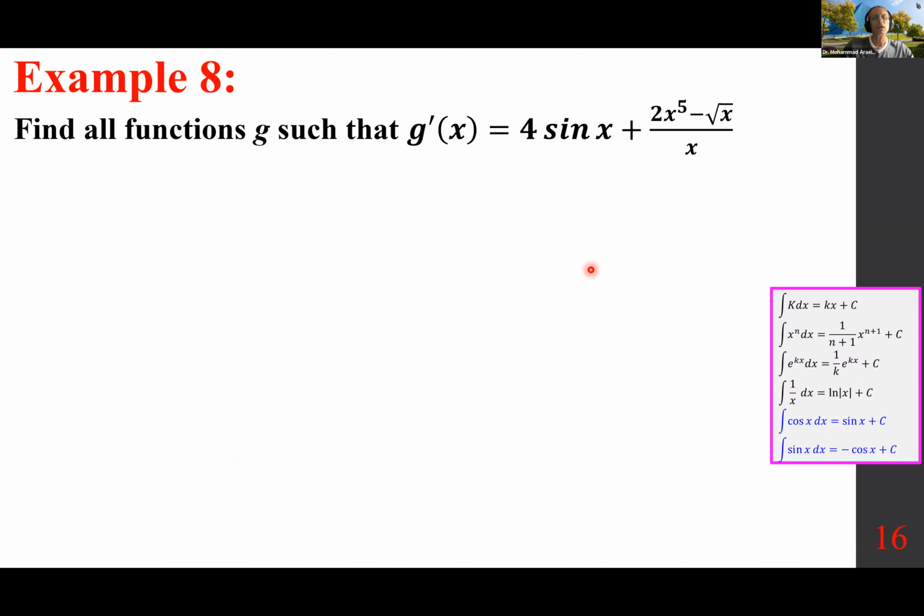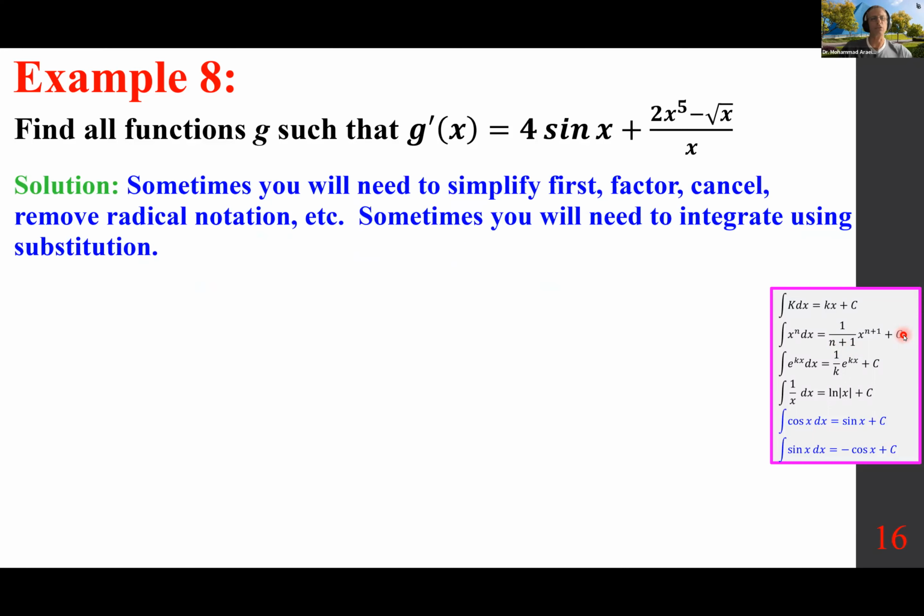For now, we want to find all functions g such that g prime is 4 sine x plus 2x to the power of 5 minus square root of x over x. I'll put some of the formulas here so we can use them. A constant gives kx plus c. x to the power of n gives 1 over n plus 1 times x to the power of n plus 1 plus a constant; this is called the power rule. e to the power of kx gives 1 over k times e to the power of kx plus c. 1 over x gives natural log. Cosine gives sine, and sine gives negative cosine. On all of them, we add a constant, simply because the derivative of any number is 0 and makes no difference. So what is the solution?